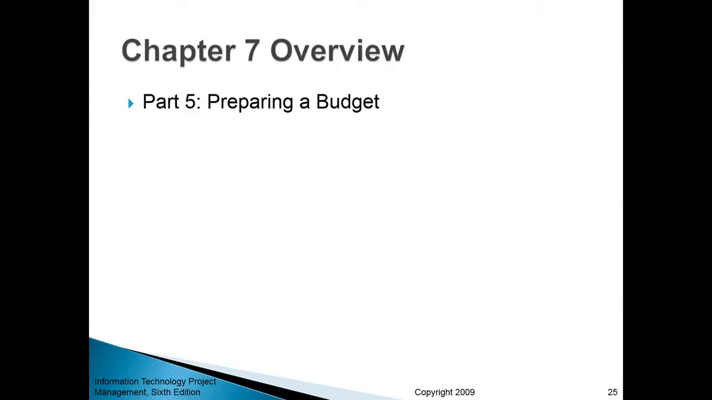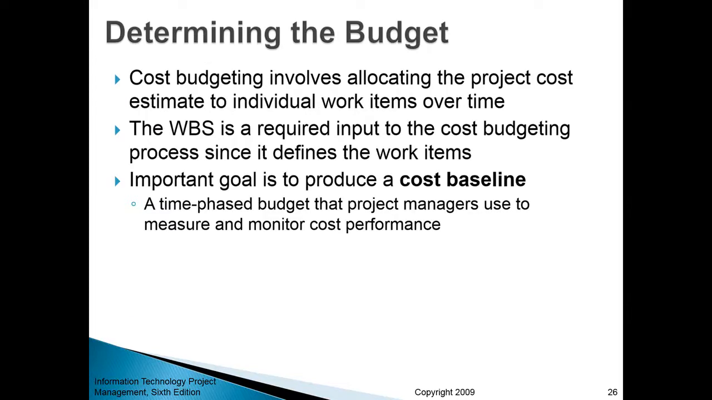Welcome to part 5 of chapter 7. In this part we will talk about preparing a budget for a particular IT project. Now once you're done with assigning cost estimates to individual items on your work breakdown structure sheet, then you should be ready to start preparing your budget.